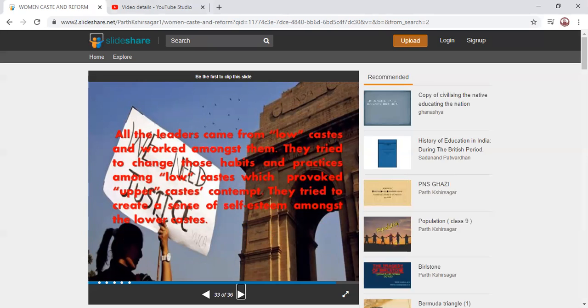So the other leaders who came from the low caste and worked amongst them tried to change those habits and practices among the low caste, which provoked upper caste contempt. They tried to create a sense of self-esteem amongst the lower caste. Ambedkar devoted his entire life to fighting against caste oppression. He founded the Scheduled Caste Federation for this purpose. He also organized a number of non-violent campaigns to assert the right of the untouchables to enter temples.